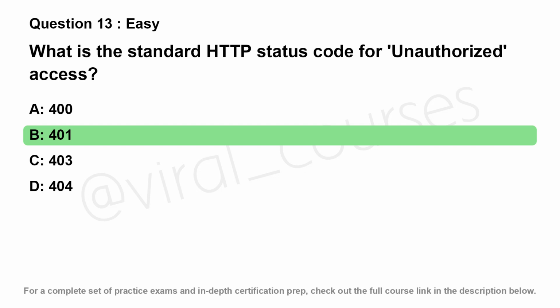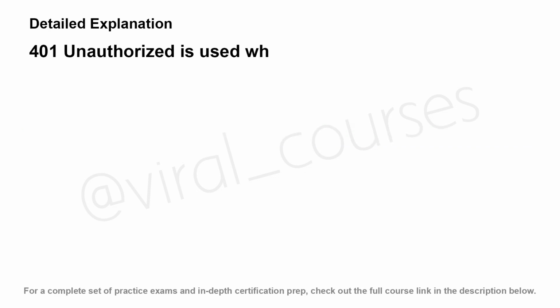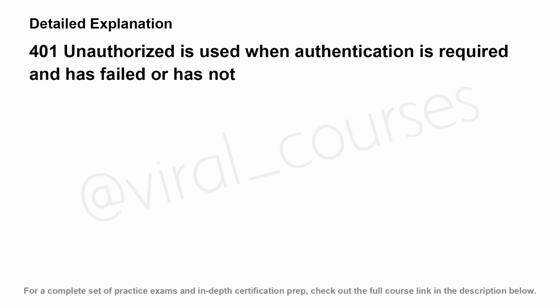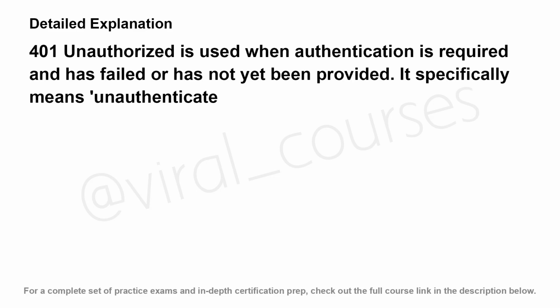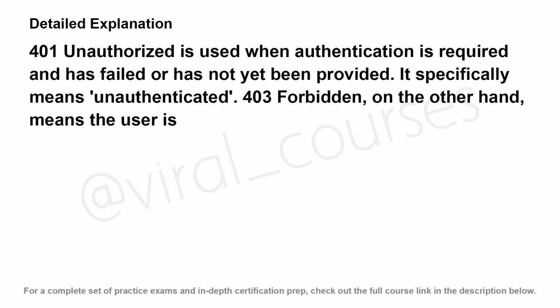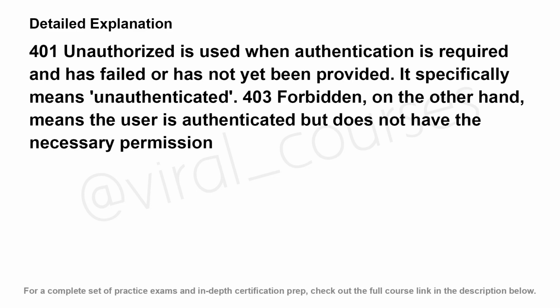The correct answer is B. 401 Unauthorized is used when authentication is required and has failed or has not yet been provided. It specifically means unauthenticated. 403 Forbidden, on the other hand, means the user is authenticated but does not have the necessary permissions to access the resource.